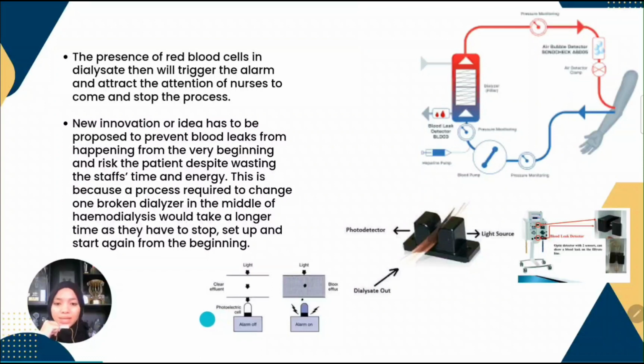So when there is no red blood cell, the high intensity of light will strike the sensor, causing the resistance of the sensor to increase, so the current does not pass through it. But when there is red blood cell, the lower intensity of light will strike the sensor, causing the resistance in the sensor to become lower and the current passes through it and triggers the alarm.